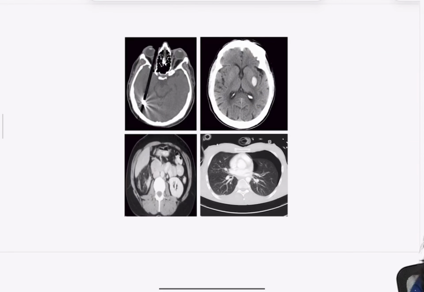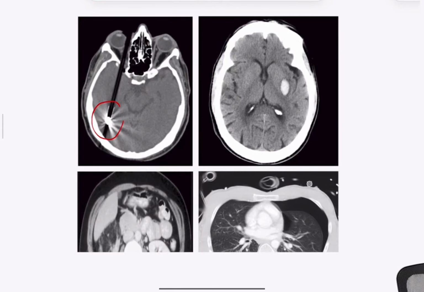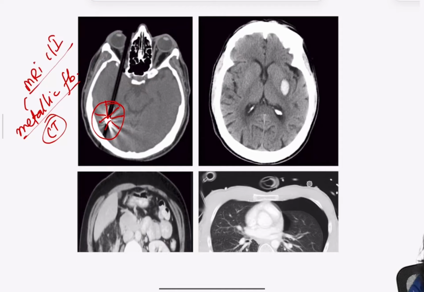Look at the pathologies and let's try to understand these HU values application. So first one, look at this pathology, very, very white. It is giving this streaking artifact which tells you this is very, very dense like a metal. So remember, like metallic foreign body, CT scan is the investigation of choice. Remember, MRI is contraindicated. Any metal, MRI contraindicated there.